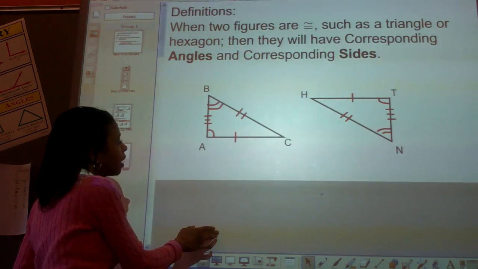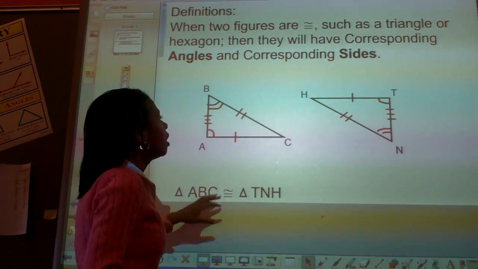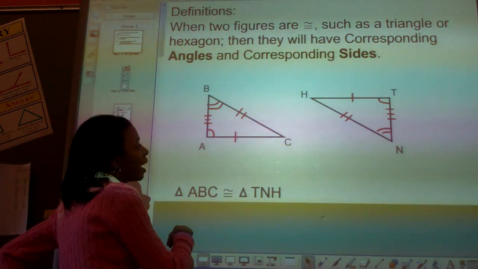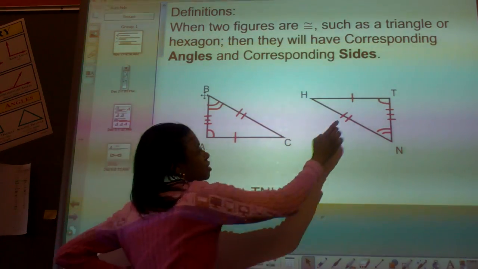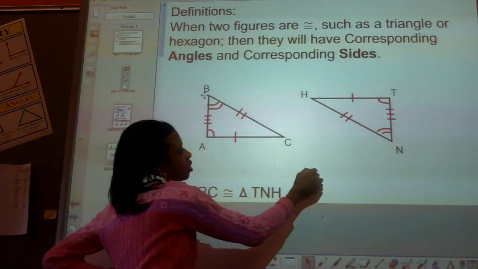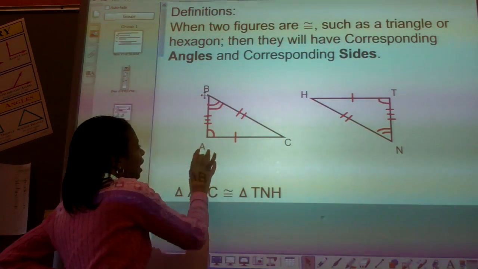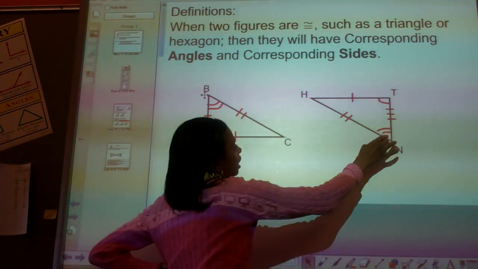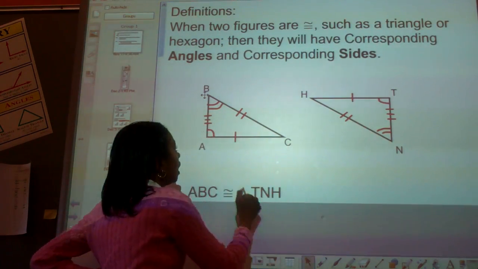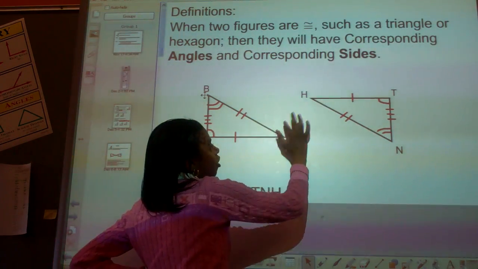Well, let's look at these two triangles here. Triangle ABC, and I also have triangle TNH. These two triangles are congruent by angles and sides. Let's look at AC corresponds to TH. Same length, we know that by the marker. Also, BC is congruent to NH. Same length with the same marker. And BA is congruent to NT. And then the angles are congruent. Angle A corresponds to angle T. Angle B corresponds to N. And because these two are congruent, automatically the third angles are congruent.